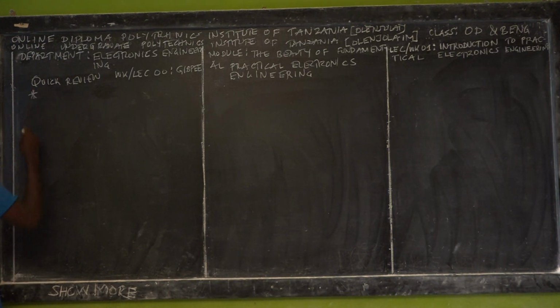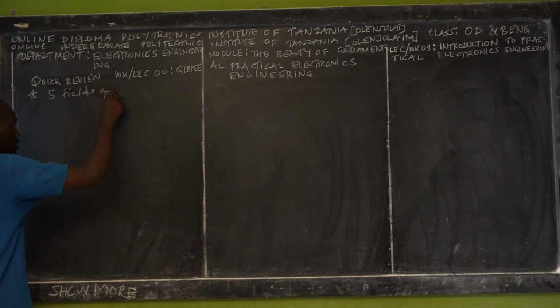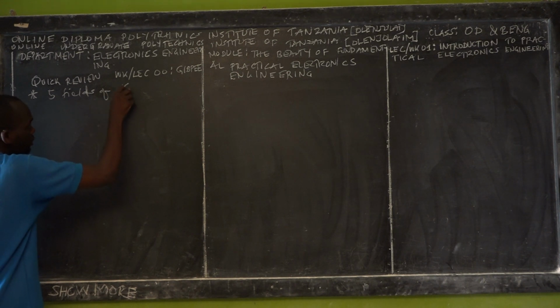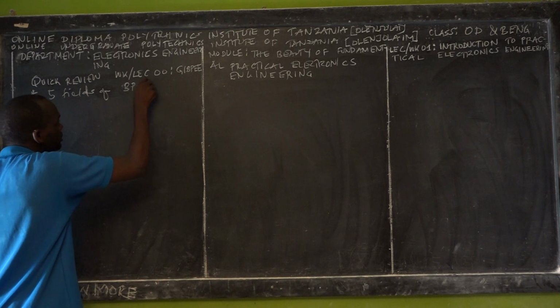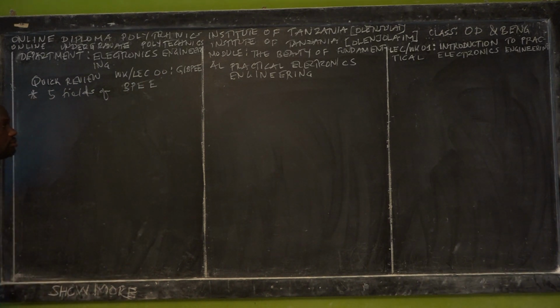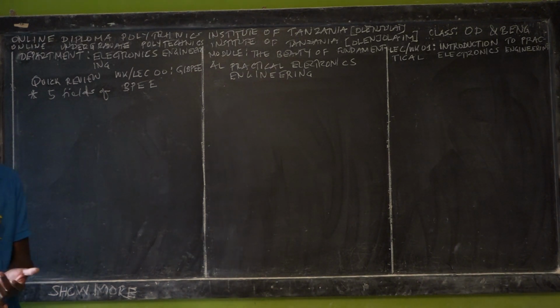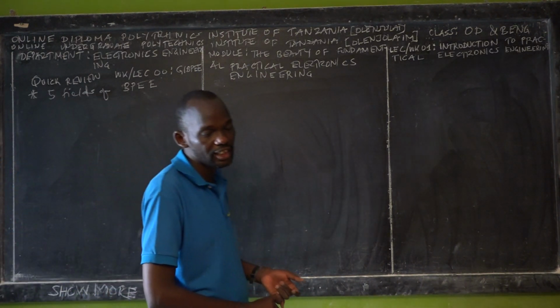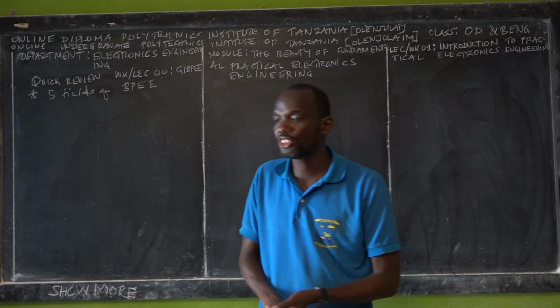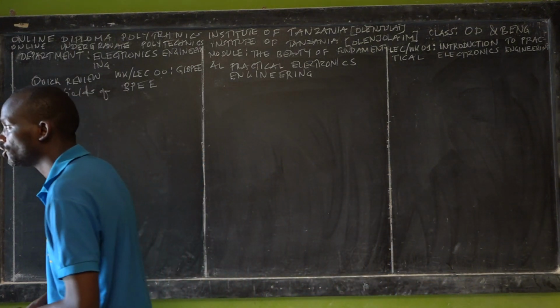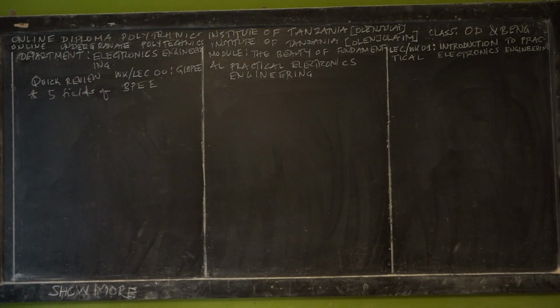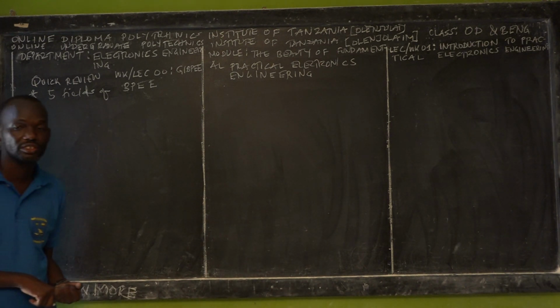Actually, these are the few things that you have learned. Firstly, I mentioned the 5 fields of the beauty of practical electronics engineering. Can you mention them? The first one is electronics engineering. The second field is biomedical engineering. The third one is electrical engineering. The fourth one is telecommunication engineering, and the fifth one is what?